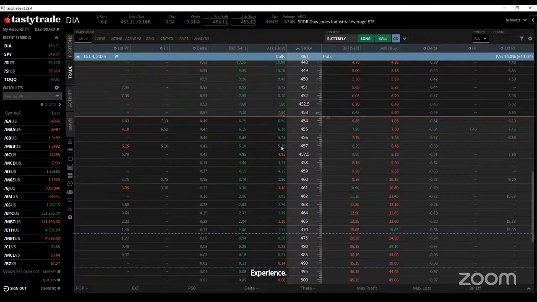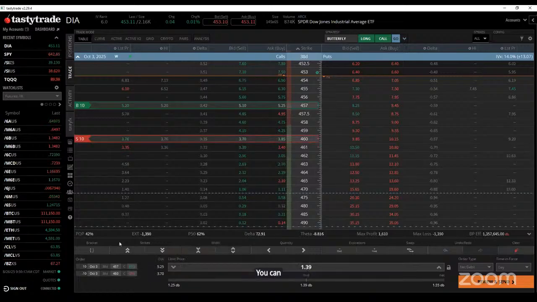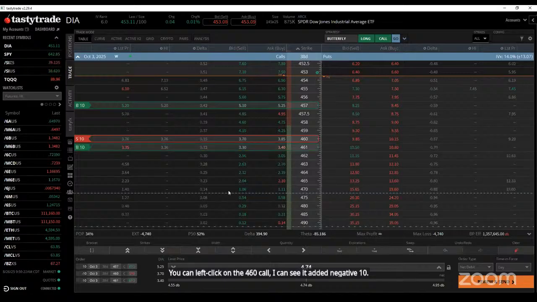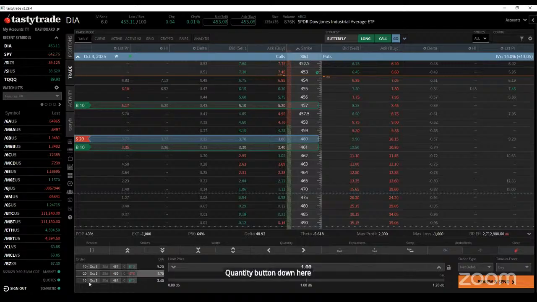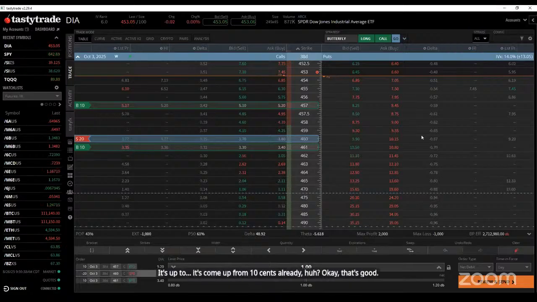So again, call up the 457 call. It's currently one contract. Bump it up to 10. Now the system's going to automatically say you're trying to trade 10 contracts. You can left click on the 460 call. You can see it added -10. Add the 461 long call in. You've got 10, 10, 10. Highlight the 460 call, bump it up to 20 with the quantity button down here. Now you've got a 10, 20, 10. It's come up from 10 cents already, huh? Okay, that's good. Sure has.